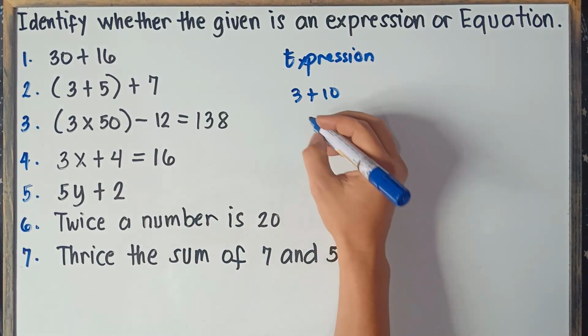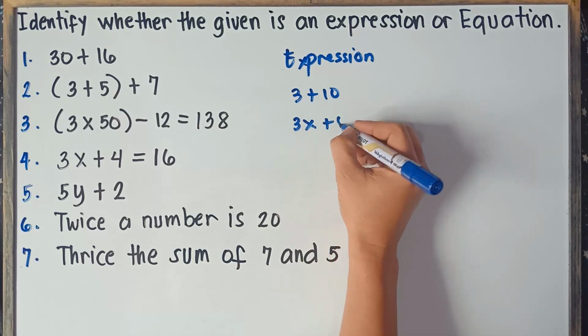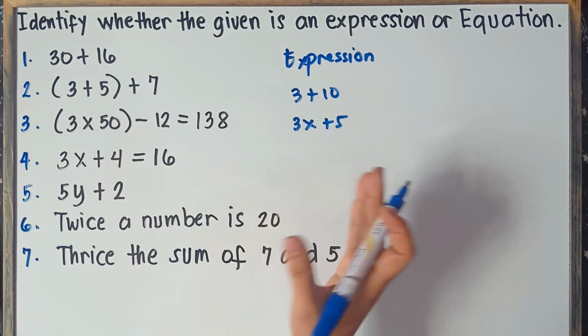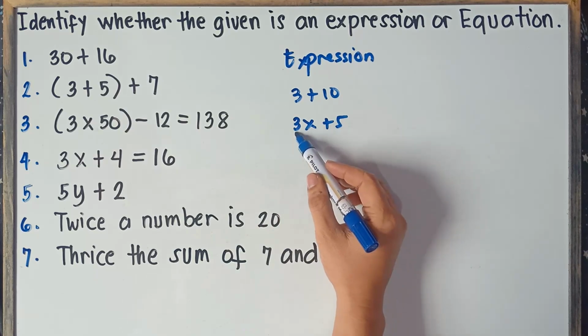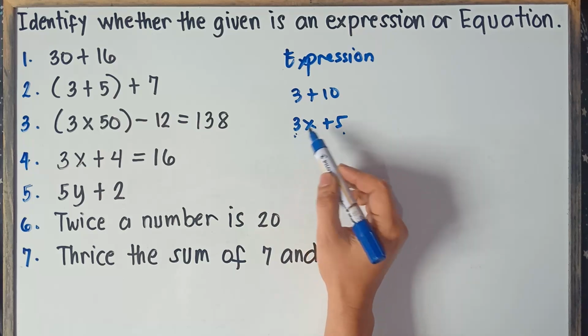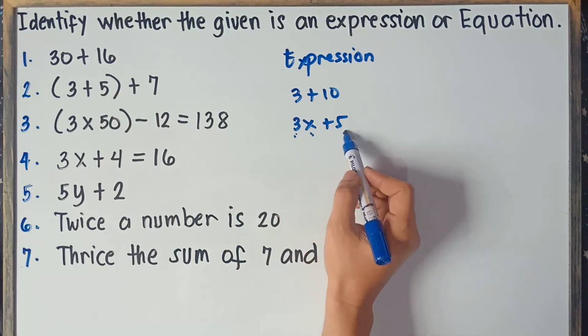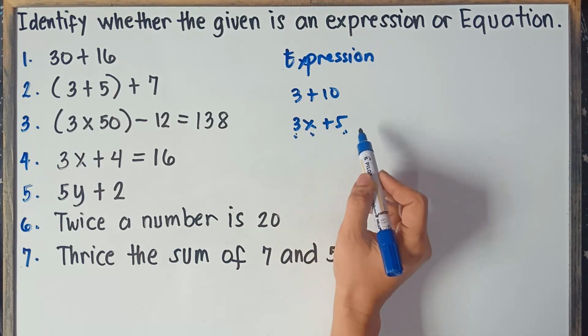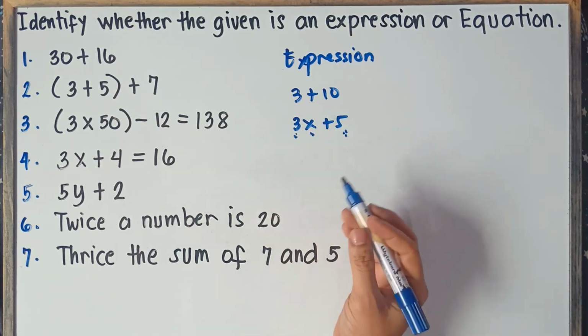Let's have another example. If I say 3x plus 5, we can call this an expression, a combination of a number, a variable, and a constant. So this is the coefficient, the variable, and then the constant. So numerical coefficient, variable, and then the constant. So we call this one an expression.